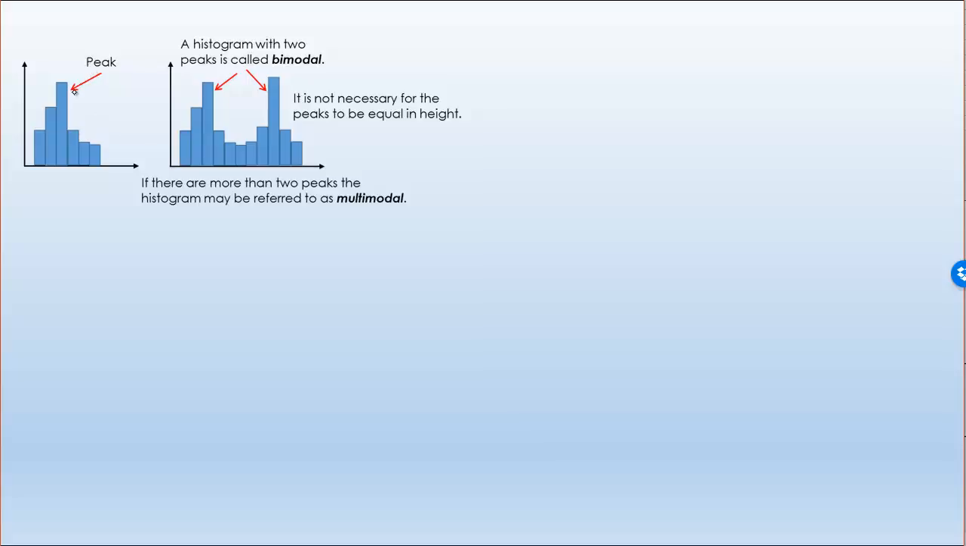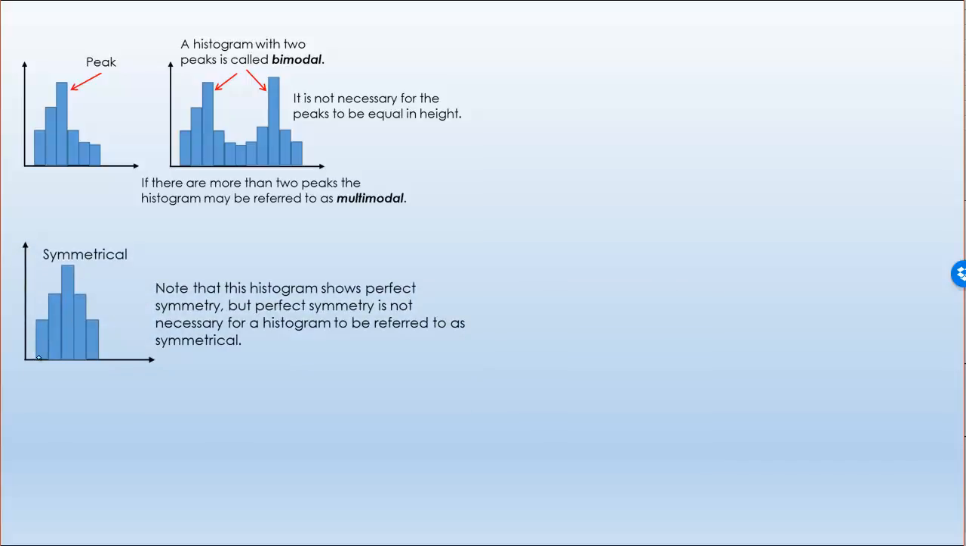For example, here we can see a peak, that's the highest point. A histogram with two peaks is called bimodal, and this is often the case even if the peaks are not at exactly the same height. I've mentioned that here, it's not necessary for the peaks to be equal in height. If there are more than two peaks, the histogram may be referred to as multimodal.